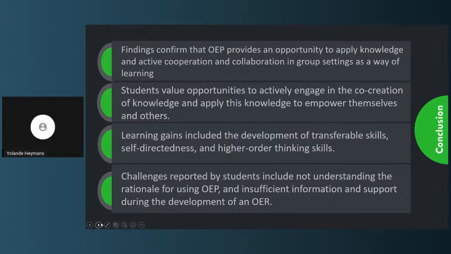Learning gains included the development of transferable skills, and they were very, very happy that we did that, although it was difficult. And the other thing is, it was higher order thinking skills. They couldn't just regurgitate content. They had to evaluate, they had to apply, they had to design, and that implied immediately taking ownership and self-directedness. And this is something that we value.